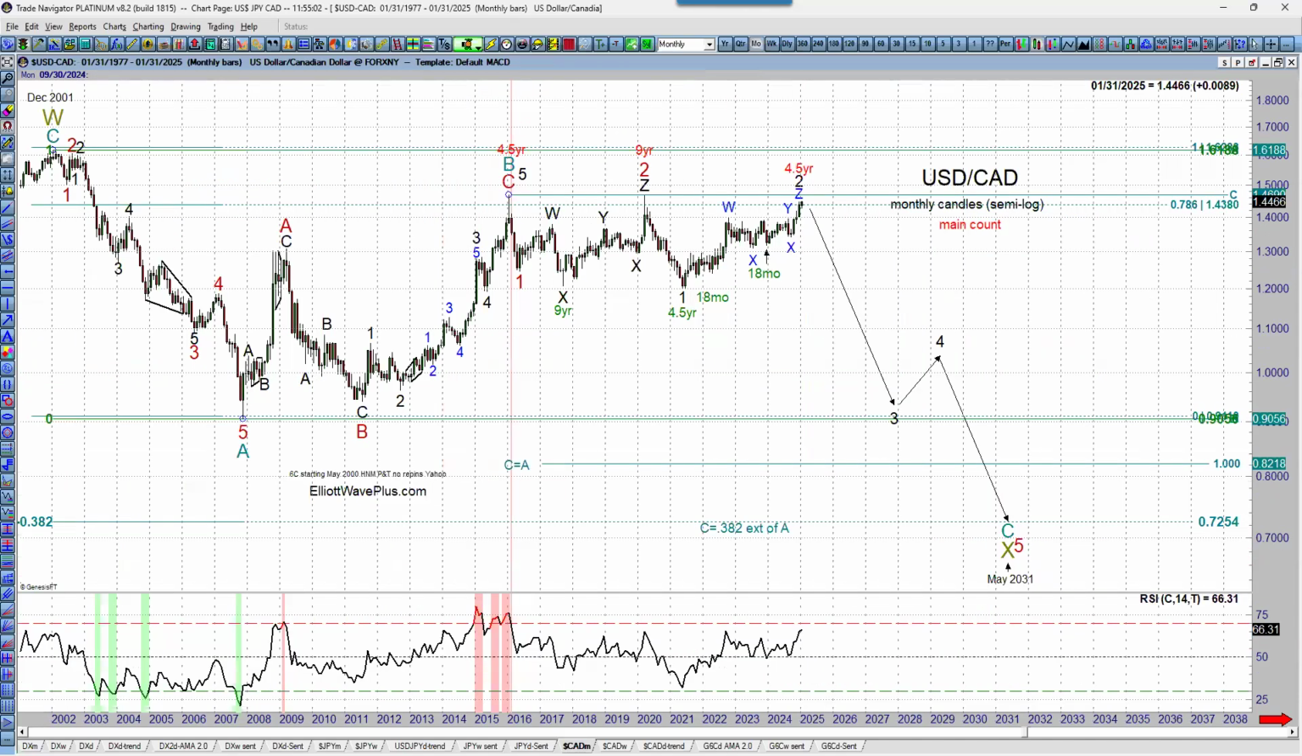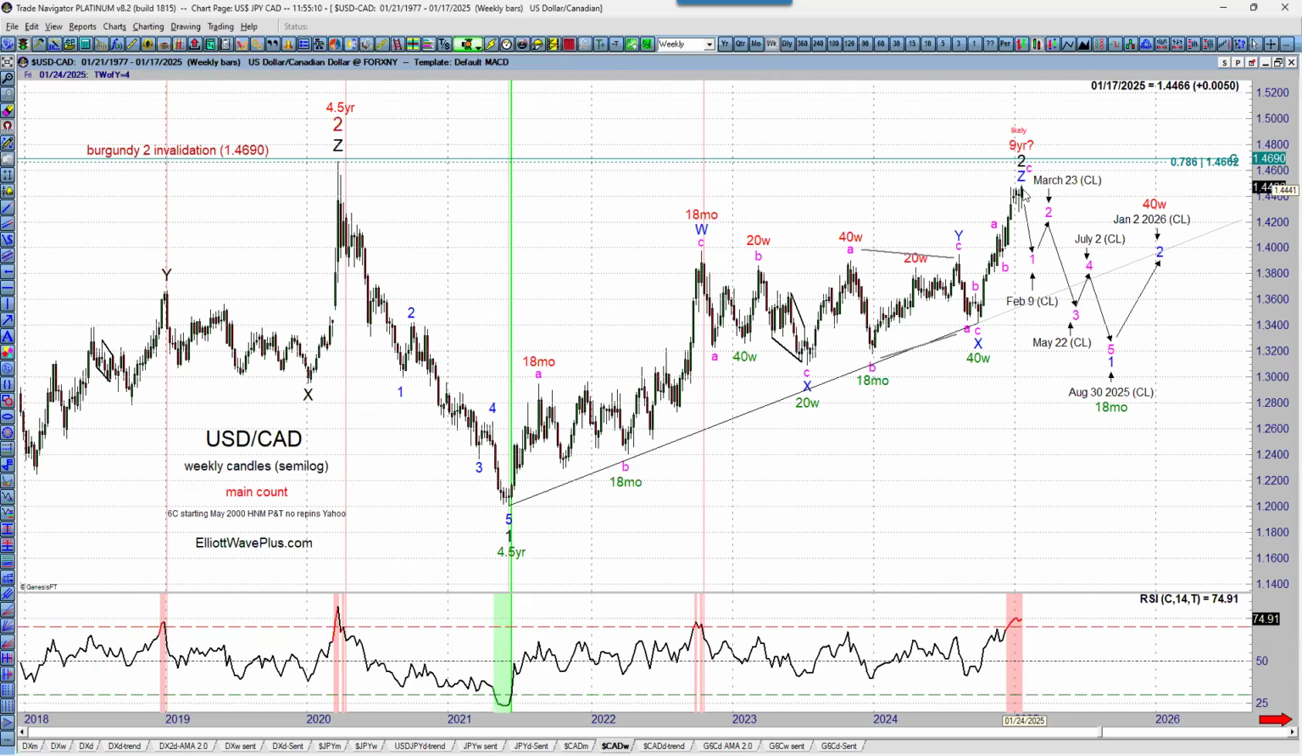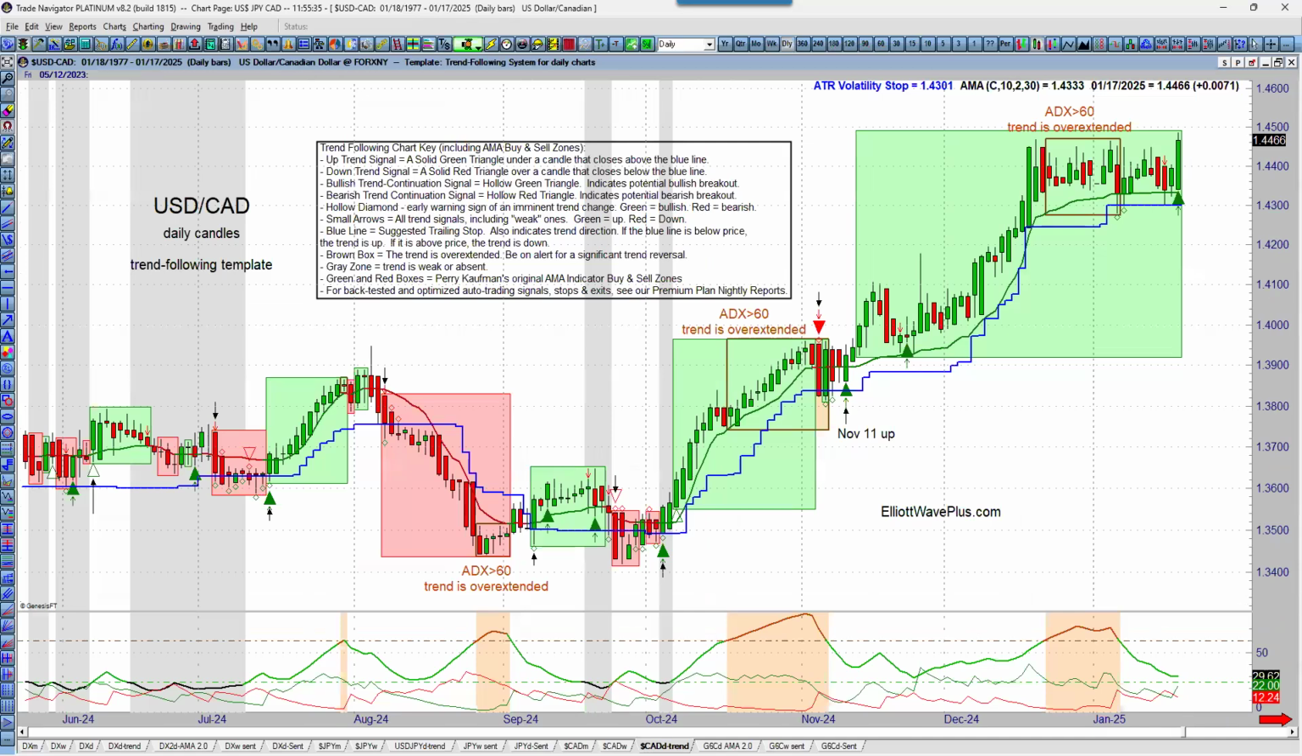Canadian. U.S. dollars stubbornly staying up against the Canadian dollar. It actually made a slight new high here above what it made back here. Still, I think a 9-year cycle peak is imminent. We're deeply overbought on the U.S. dollar against the Canadian dollar on a weekly chart, looking for that reversal to finally take hold here on the U.S. dollar versus the Canadian dollar. The ADX indicator recently over 60.